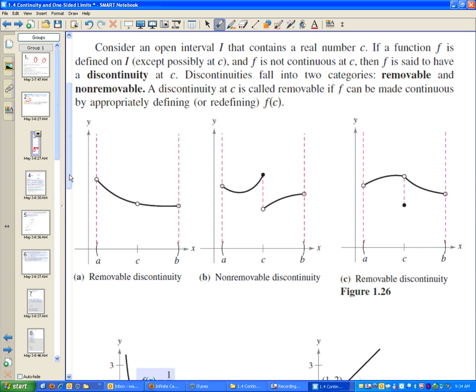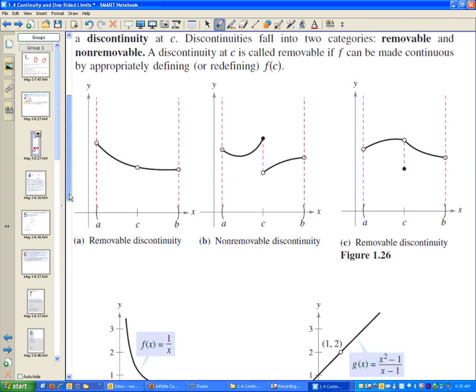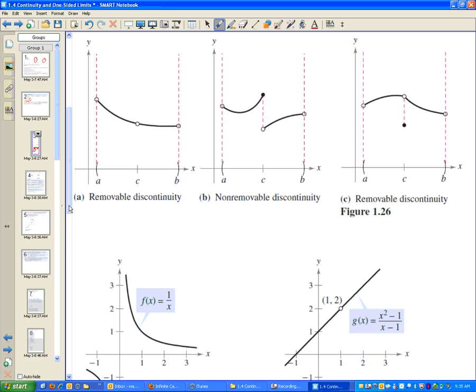Now, discontinuities fall into two categories, removable and non-removable. A discontinuity at c is called removable if f can be made continuous by appropriately defining or redefining f of c. So, like we were talking about, that first condition where f of c does not exist, that's removable. We just have to make a piecewise function or divide out or whatever and tell what f of c is going to equal to fill in the hole.